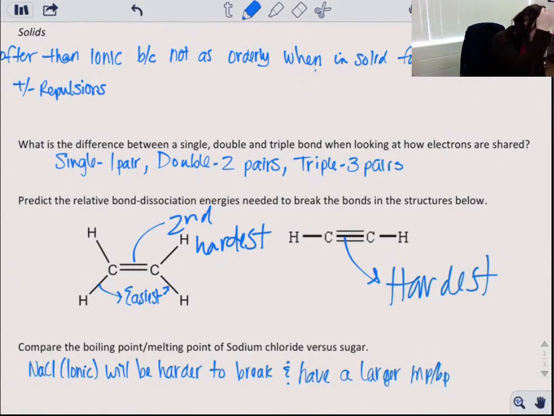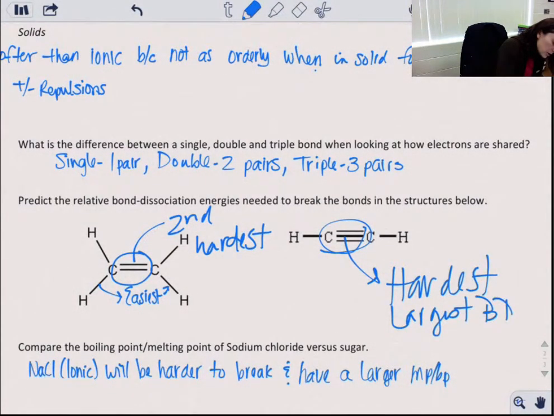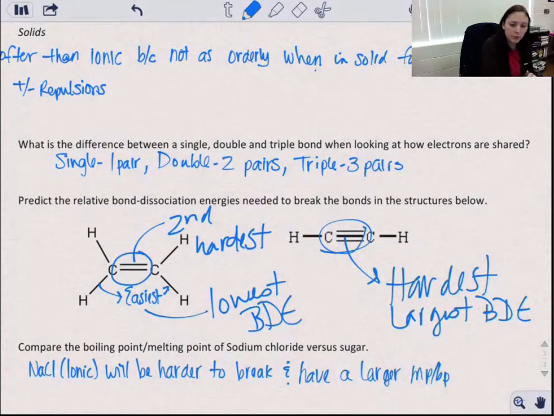Now, if we look at the relative bond dissociation energies needed to break the bonds in your structure below, this one here should be the hardest one to break because it is a triple bond. Okay. The second hardest one should be the double bond. Okay, and the easiest ones to break are any of these carbon-hydrogen bonds. It doesn't matter which one, any of them. Okay, so this triple bond here will have the largest bond dissociation energy, and then any of these CH ones would have the lowest bond dissociation energy. And again, remember, bond dissociation energy just goes with covalent bonds.